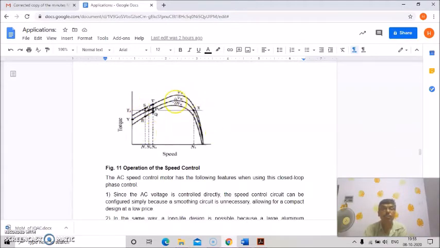So this is shown here. This is the operation of the speed control. Whatever was discussed is shown in this graphical representation. So this is the operation of the speed control, and the AC speed control motor has the following features when using this closed loop phase control.